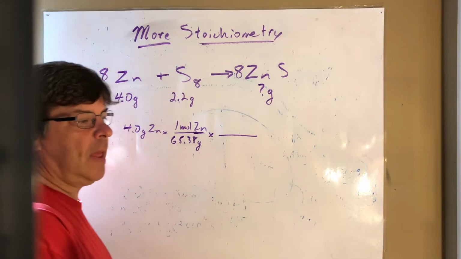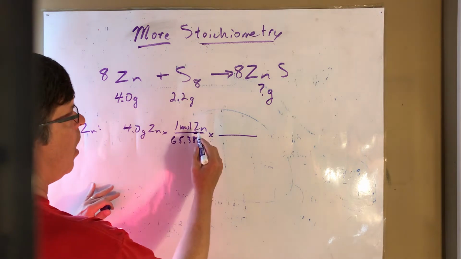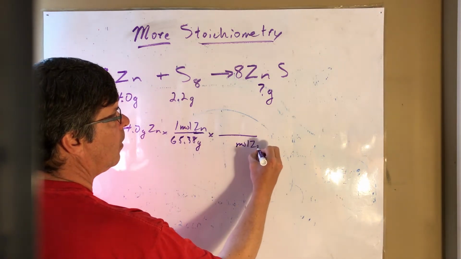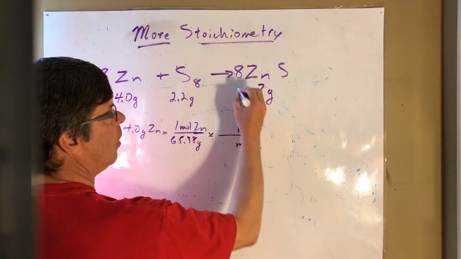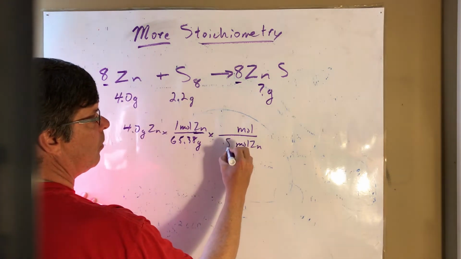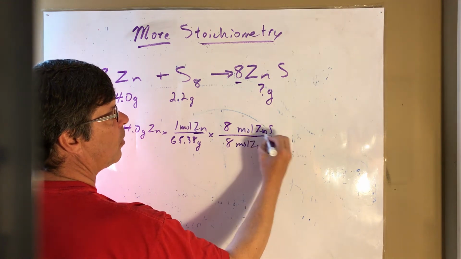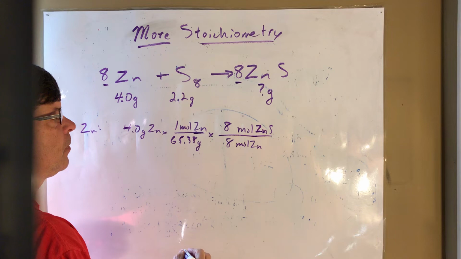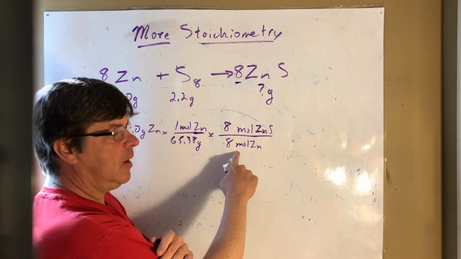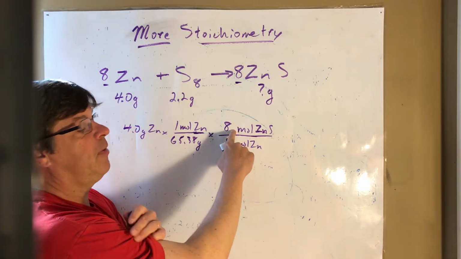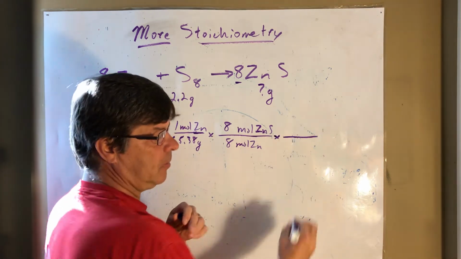Now, some of you in some work I'm looking at, you're getting the ratio wrong. We want moles of zinc down here, and we want the moles of what we're trying to find here. Okay, so all you need to do is look at the coefficients. For every 8 moles of zinc, there's 8 moles of zinc sulfide that's produced. This is always the coefficient of what's given, and this is always the coefficient of what we're trying to find, okay? So it's find over given.